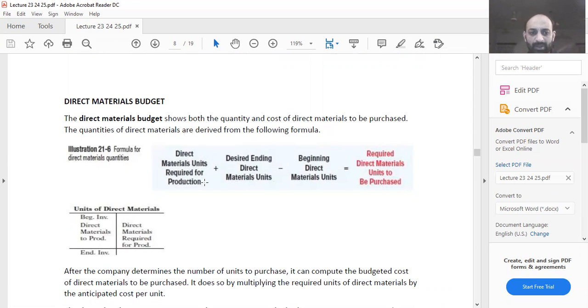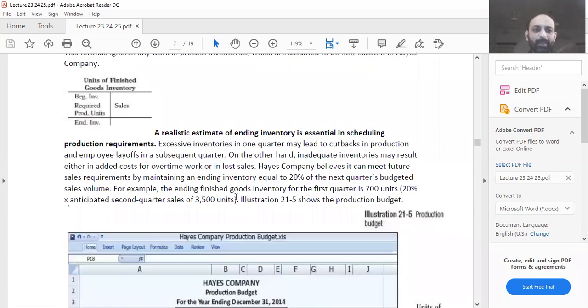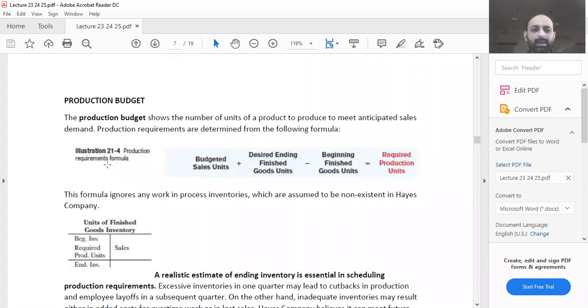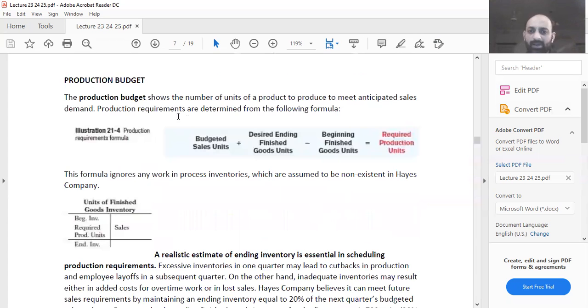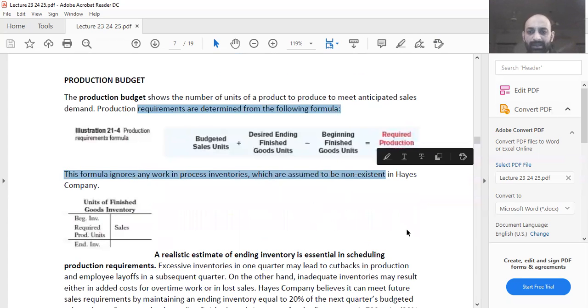This formula, when you look at this formula, it is the same as when we are calculating the production requirements formula. So you get the direct material unit required for production plus desired ending direct material unit minus beginning direct material units. You get the required direct material units to be purchased. So it has the same methodology as this formula.